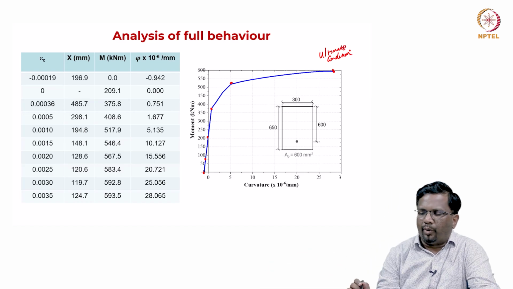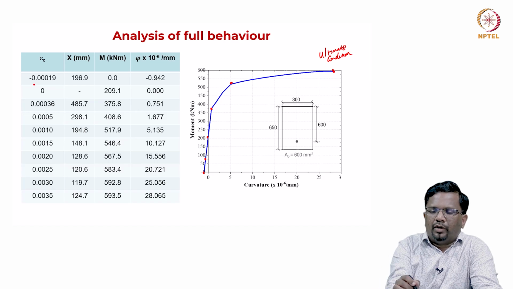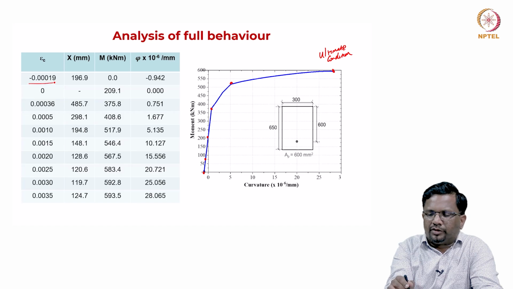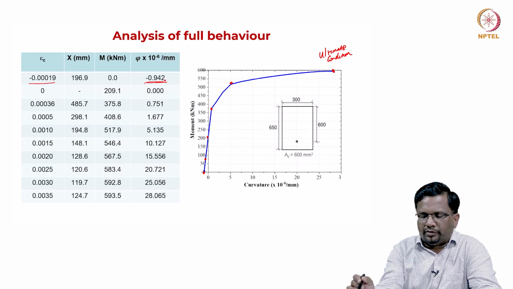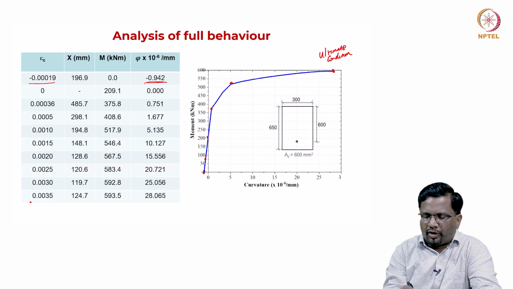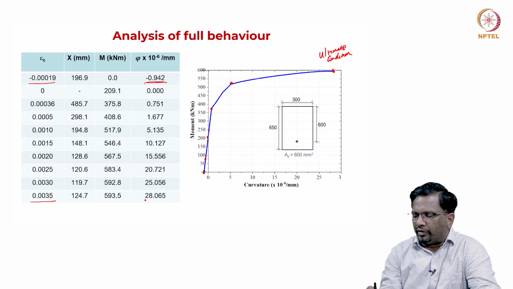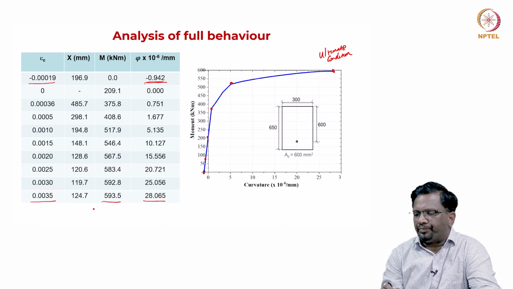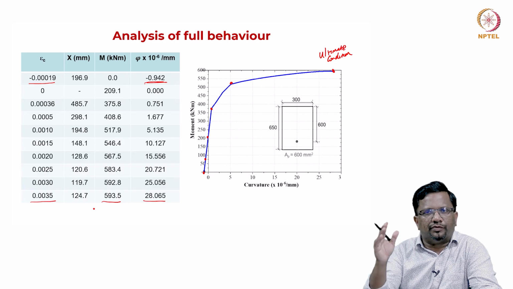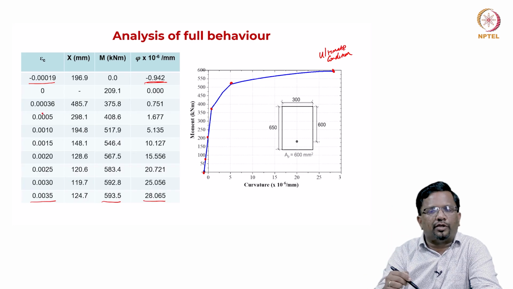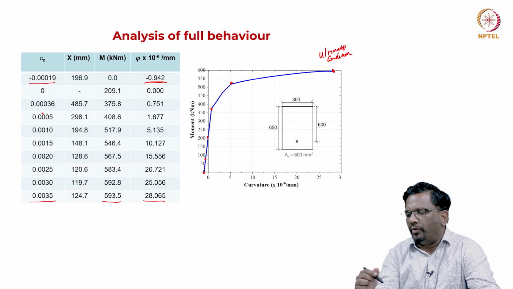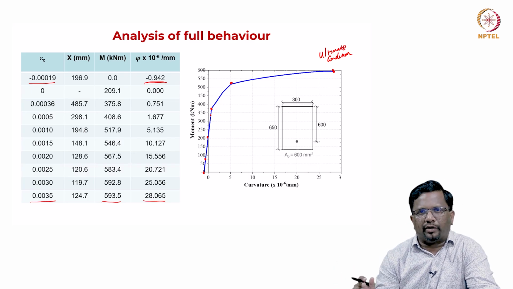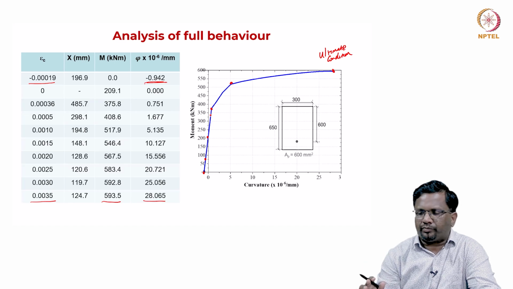Right. So now how do we get all these values? For example, when that strain is negative, that means it is in tension. At 0.0035, I get a curvature of 28.065 and a moment resistance of 593.5. So we want to establish all these different moments and curvatures corresponding to different values of epsilon c. Now let us see, for one chosen value of epsilon c, how do we calculate this moment and curvature.